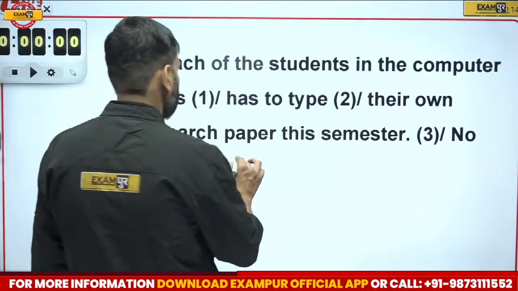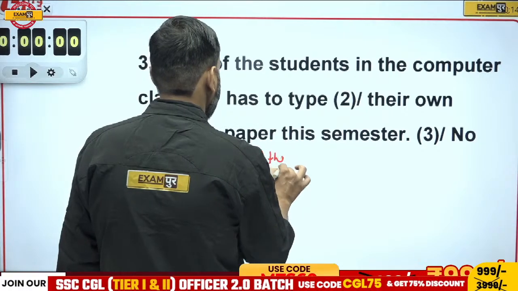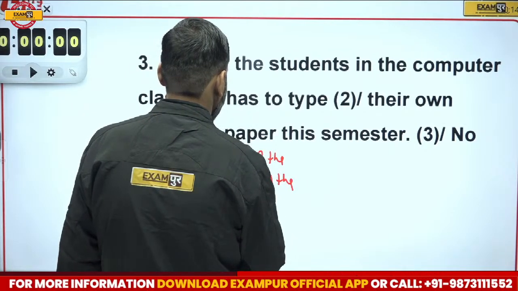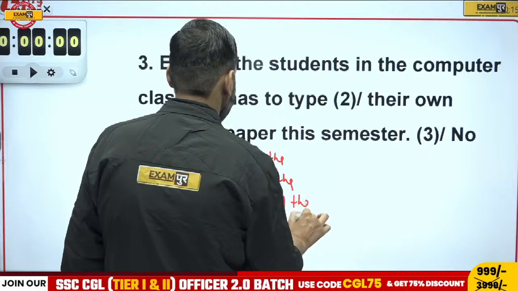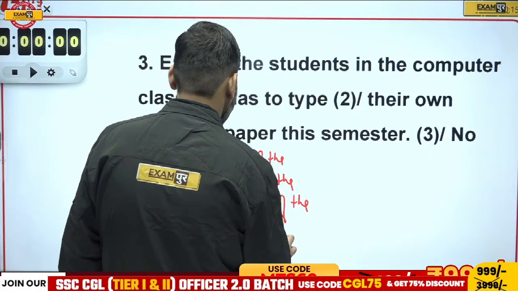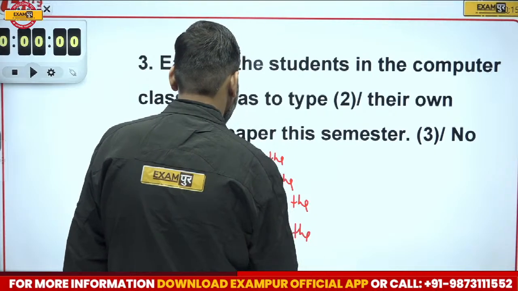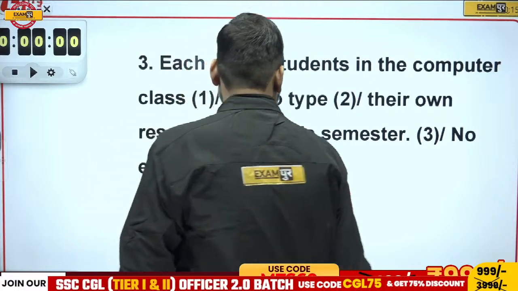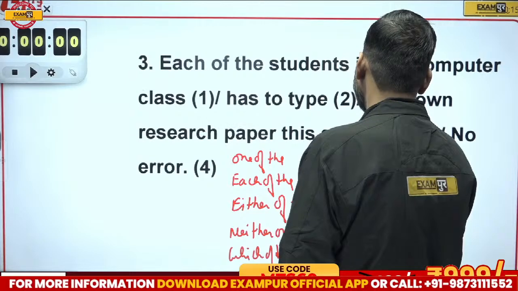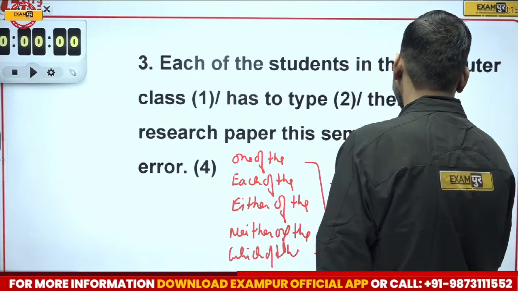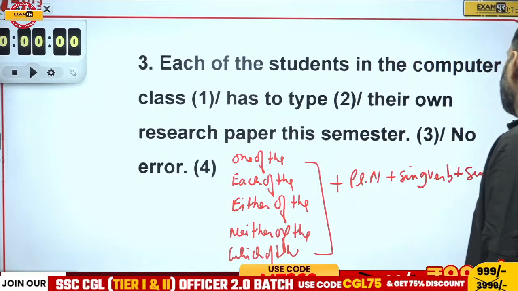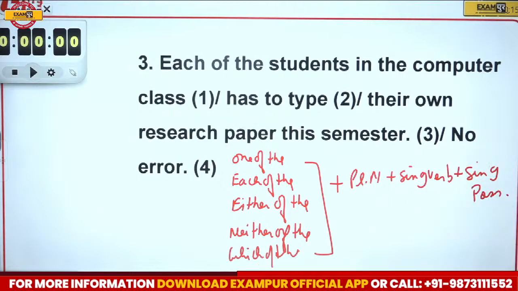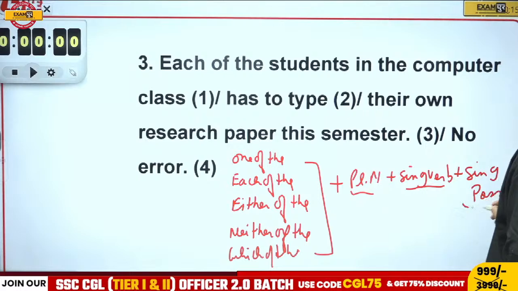One of the, each of the, either of the, neither of the, which of the, all these expressions are followed by a plural noun, singular verb and singular possessive. Each of these expressions is followed by a plural noun, singular verb and singular possessive.